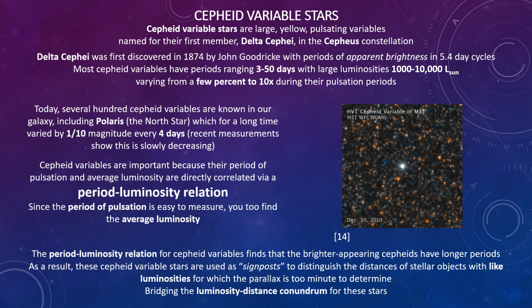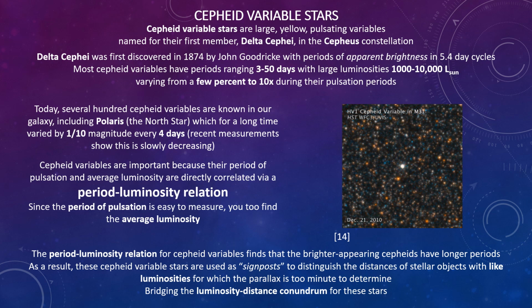Today, several hundred Cepheid variable stars are known in our galaxy, including Polaris, which is the North Star, which for a long time varied by about a tenth of a magnitude every 4 days. Recent measurements show, though, that this is slowly decreasing. This period of variability in Cepheid stars is not permanent. It lasts a very long time relative to us, so could be millions of years, but as we see with Polaris, it's a brief period in the star's life cycle, so it does eventually slow down.